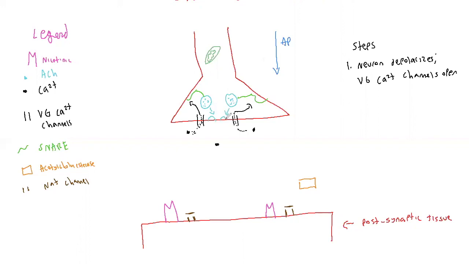When they fuse with the membrane, we are going to have calcium-mediated exocytosis, meaning that the calcium is going to assist in the neurotransmitter being released. So that's going to be step 2. So Ca2+ diffusion, and then calcium-mediated exocytosis.